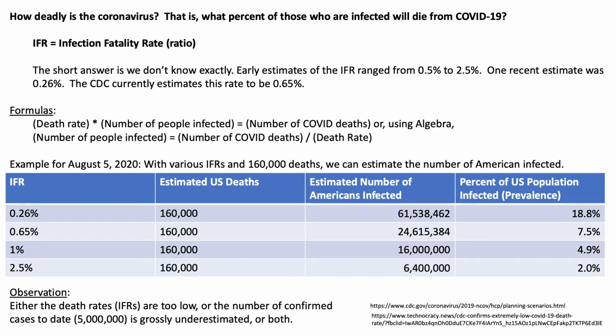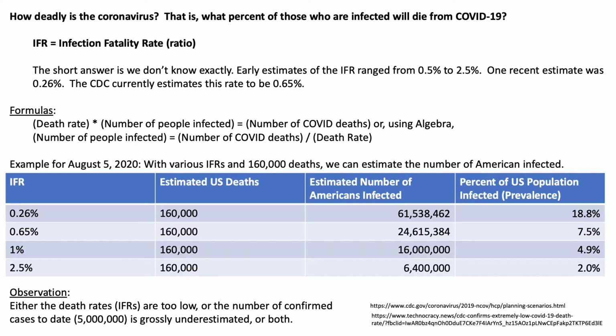Now, the formulas are pretty simple. You just take the death rate and multiply it by the number of people infected, and that gives you the number of COVID deaths. Since we know the number of COVID deaths, and if we estimate the death rate, we can estimate the number of people infected. So here are 4 examples in this table of different infection fatality rates. We're going to assume that there are, in early August, 160,000 deaths in each case. And if you take those 2 numbers and divide them, you get the number of Americans infected.